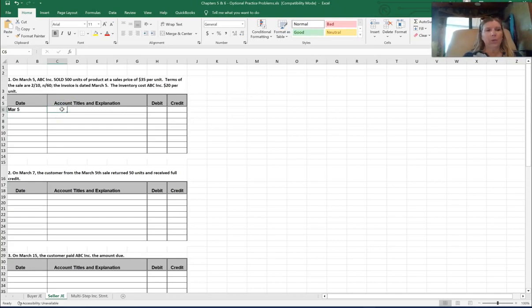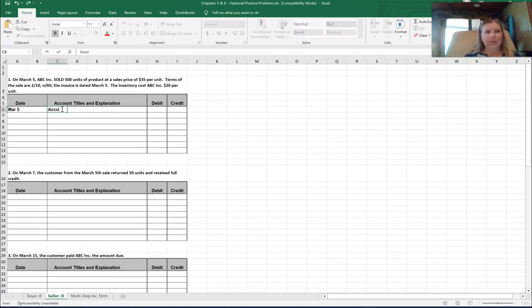The first thing we're going to do is record the sale. And again, it's a sale. So we're going to be increasing our sales, which is a revenue account. So that's going to be the credited account. That's always going to come last in a journal entry. The debited account is going to be accounts receivable. The customer didn't pay us cash right away when they bought. We're billing them, and we're giving them 60 days to pay it. Or if they pay it within 10 days, we're going to give them a 2% discount. That's what that 2/10 net 60 means.